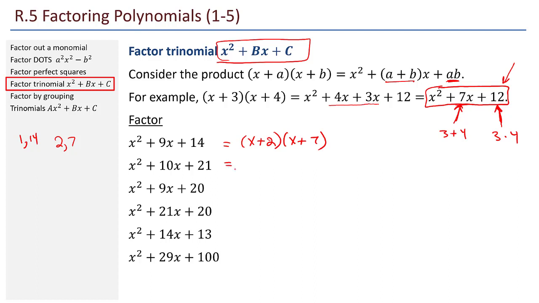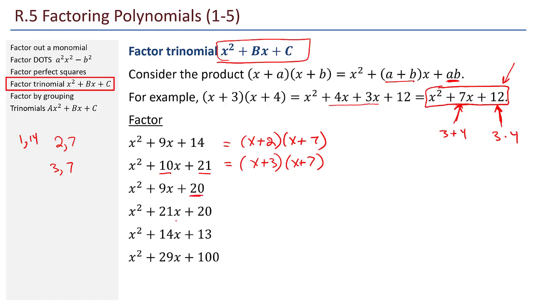How about the next one? Two numbers that multiply to make 21 and add to make 10. 3 and 7, I think that works. 3 times 7 is 21, 3 plus 7 is 10. So there's my solution, x plus 3, x plus 7.